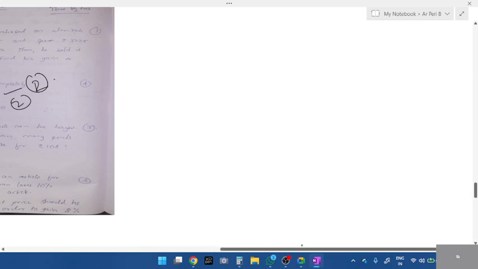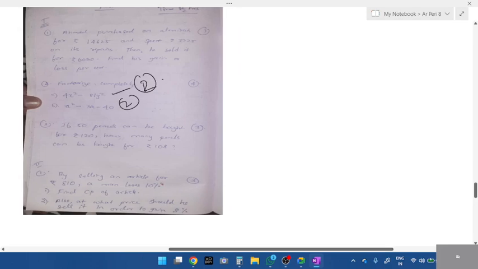Okay, next one, students. Look at the next one. By selling an article for 810, what is the selling price? Second main first one. A man loses 10%. What is the loss percent, students? Find the cost price.